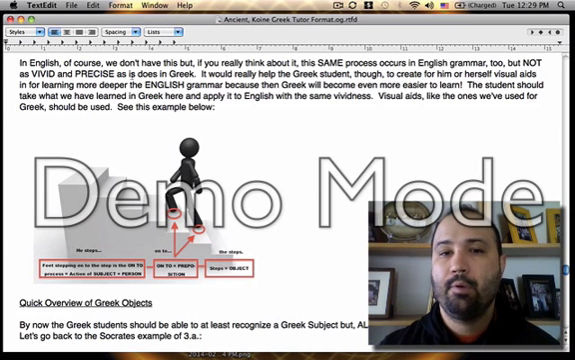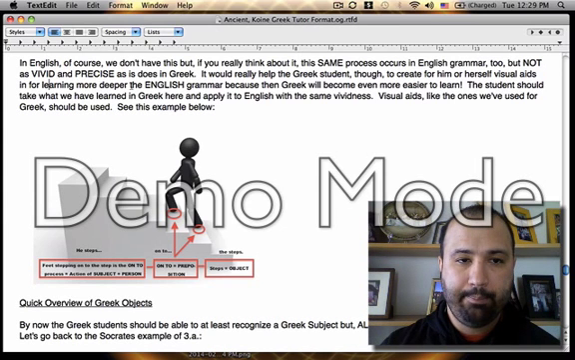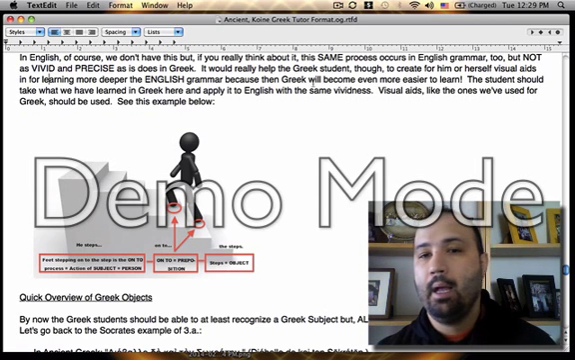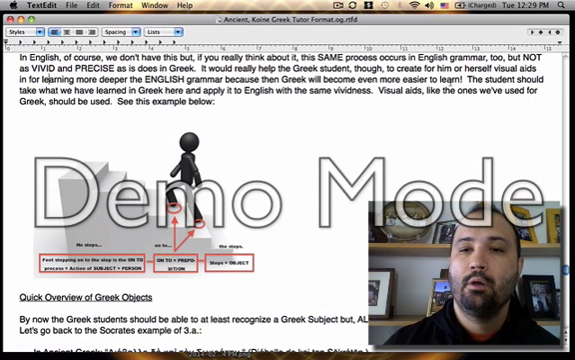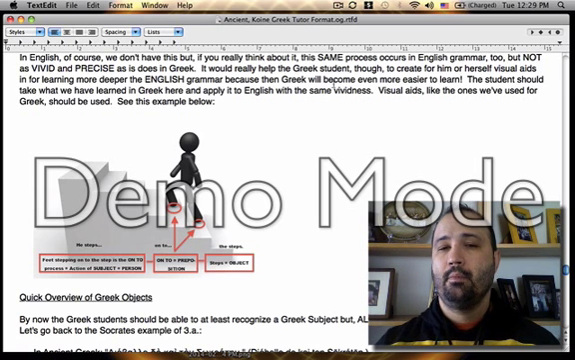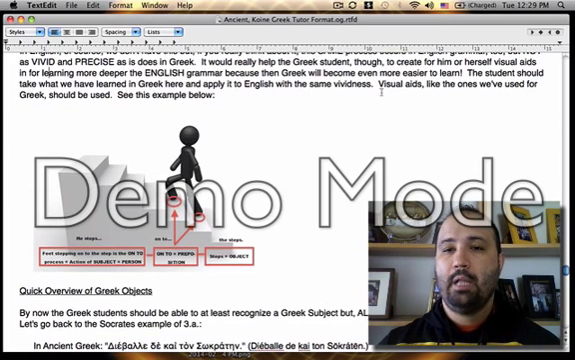It would really help the Greek student, though, to create for him or herself visual aids for learning the English grammar more deeply, because then Greek will become even easier to learn. The student should take what we have learned in Greek here and apply it to English with the same vividness. And of course, English will become more powerful and vivid in your mind too. Visual aids like the ones we've used for Greek should be used.